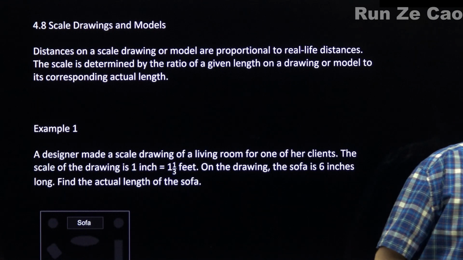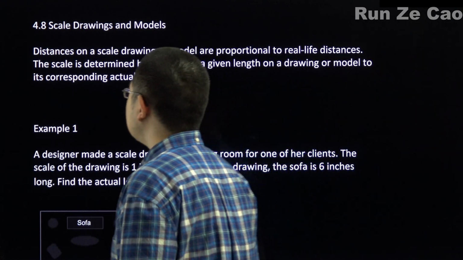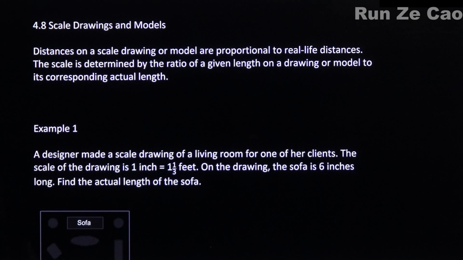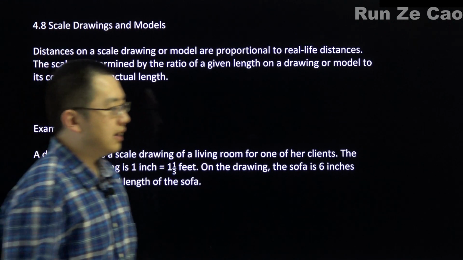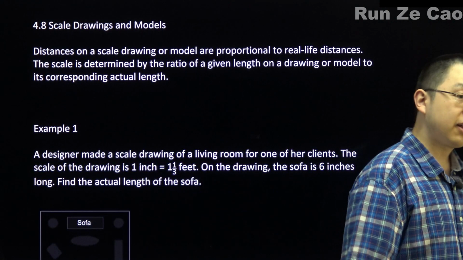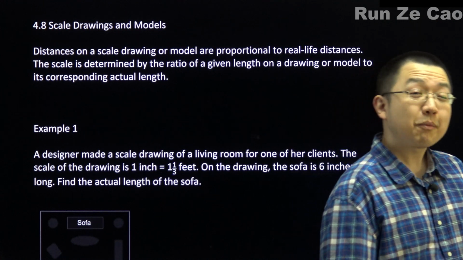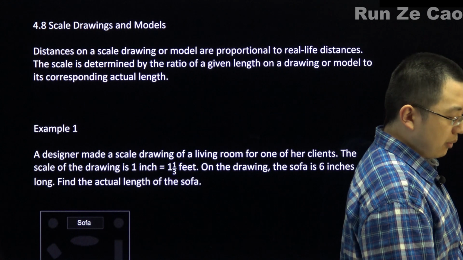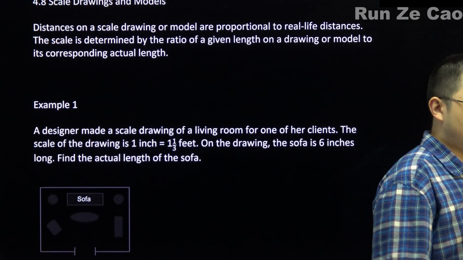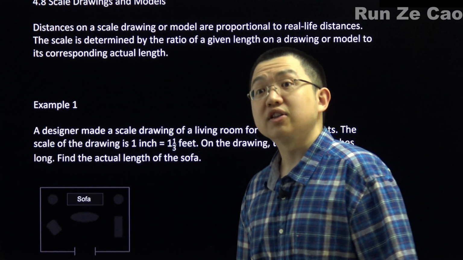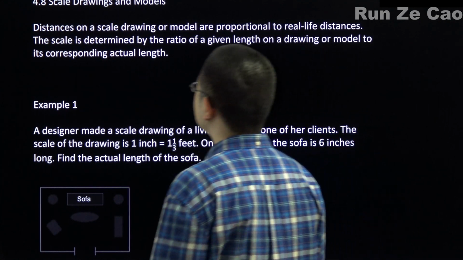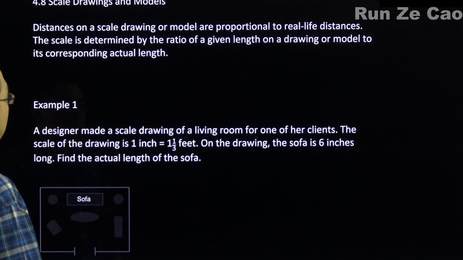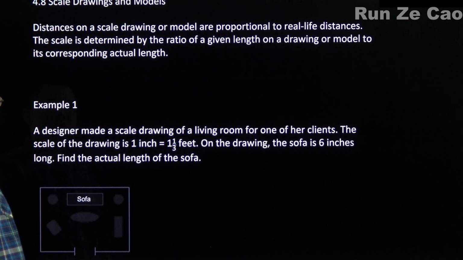Of course, we can't really talk about ratios without talking about scale drawings and models, because one of the places you're most likely to use ratios in real life, well, scale diagrams of some sort, including, say, maps, is about it. So distances on a scale drawing or model are proportional to real-life distances, or the distances they represent, if you're representing something fictional. The scale is determined by the ratio of a given length on a drawing or model to its corresponding actual length.